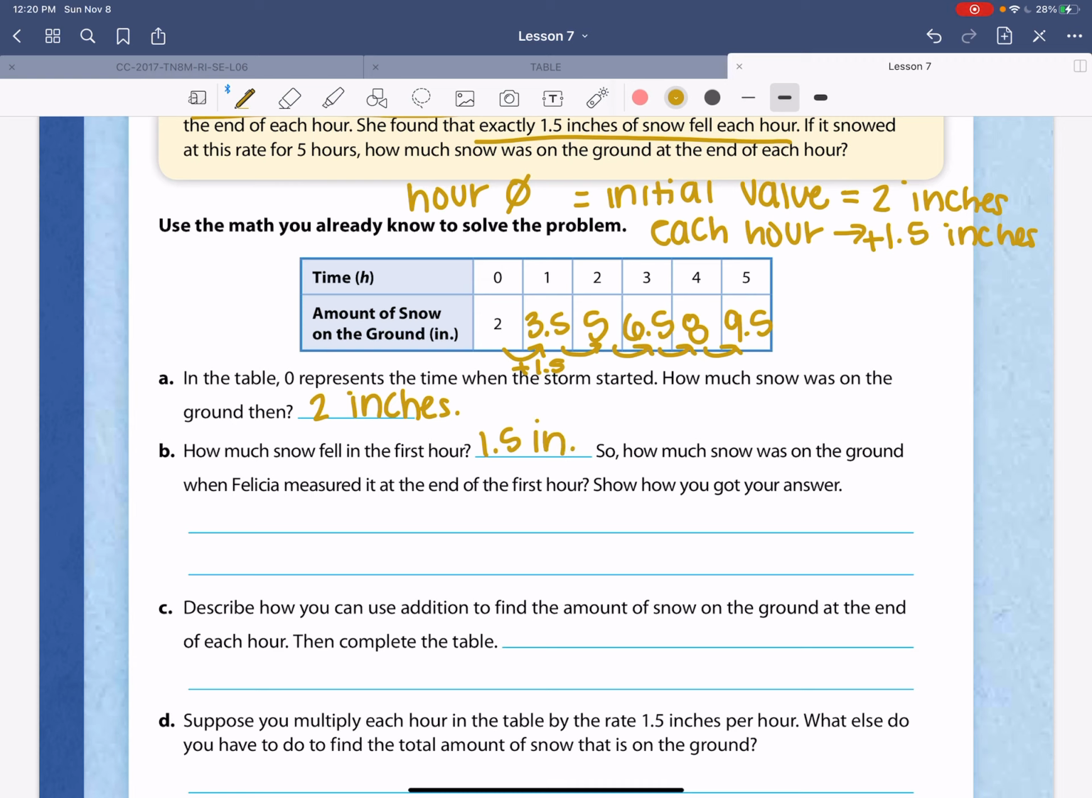So how much snow was on the ground when Felicia measured it at the end of the first hour? And we say it was 3.5 because that's 2 plus 1.5. And we got that because 2 was the initial amount, or the initial value, and the 1.5 was the snow that fell in the first hour.